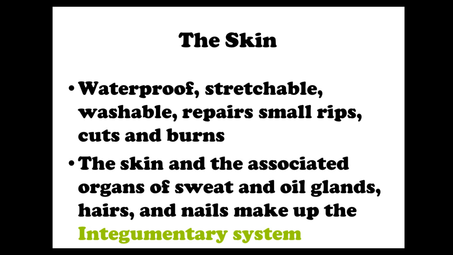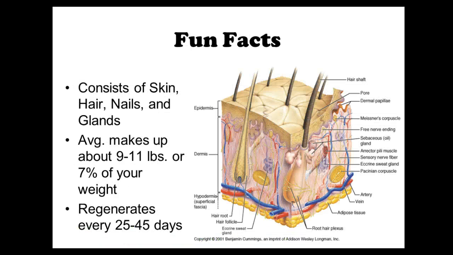are waterproof, stretchable, washable, repair small rips, cuts, and burns. The skin and the associated organs of sweat, oil, and glands, hairs, and nails make up the integumentary system. So some fun facts about the integumentary system is it consists of the skin, hairs, nails, and glands, like we just said, but on average, this is going to weigh up to 9 to 11 pounds, or 7% of your body weight. And by weight, this is actually the largest organ in your body. It regenerates every 25 to 45 days.